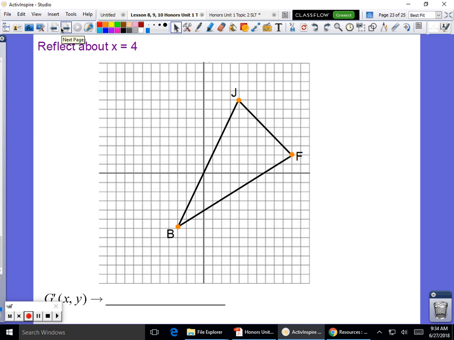So what happens if I take that triangle JFB and I reflect it about the line x equals 4? So we're going to take triangle JFB and reflect it over the line x equals 4. 1, 2, 3, 4. This is where x equals 4, right? This is my x-axis. Here is where x equals 4, and I'm going to draw a dashed line to identify x equals 4.